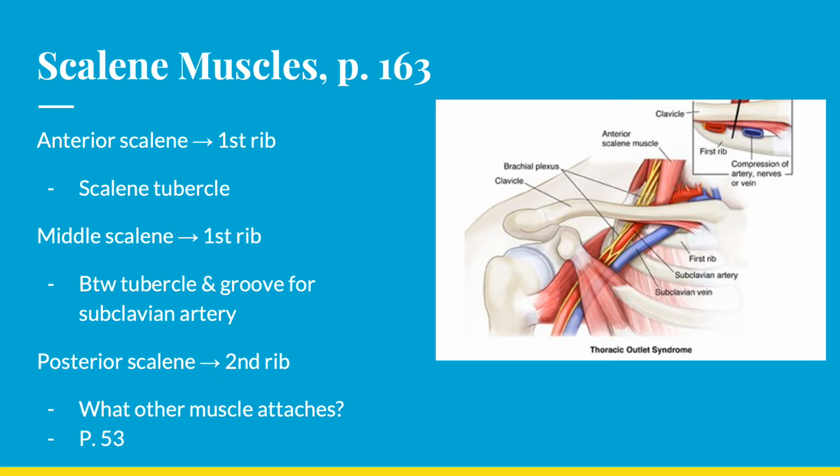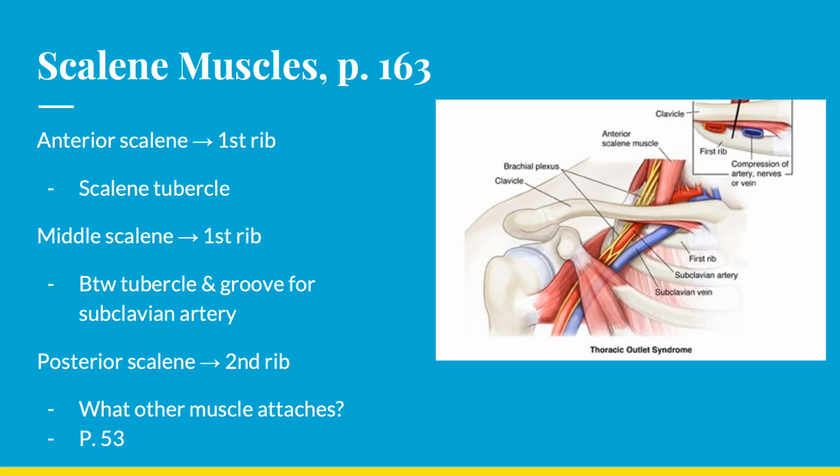So you definitely want to be able to differentiate that, because that is a classic multiple choice question that trips people up, because they remember about that scalene tubercle on rib 1, and then they forget about the posterior scalene attaching to rib 2 and being different, or the middle scalene also attaching to rib 1.